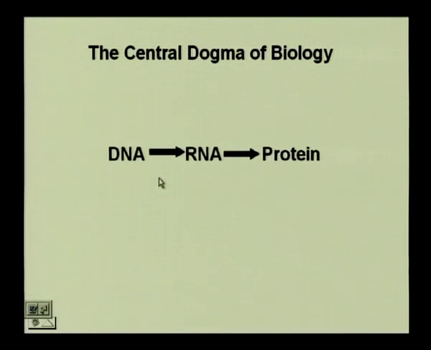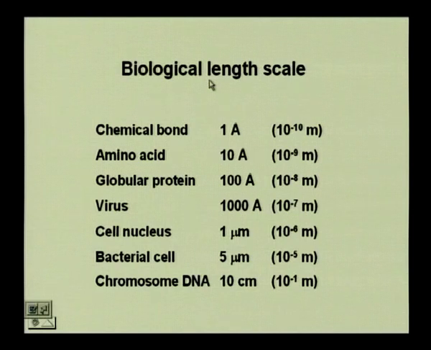So, if we look at some idea of the biological length scale, we have looked at chemical bonds, something that you have looked at for a long time now. They are in the order of angstroms. Amino acids are in the order of tens of angstroms. Proteins are in the order of hundreds of angstroms. And as we go higher and higher, you see how this length scale goes on.